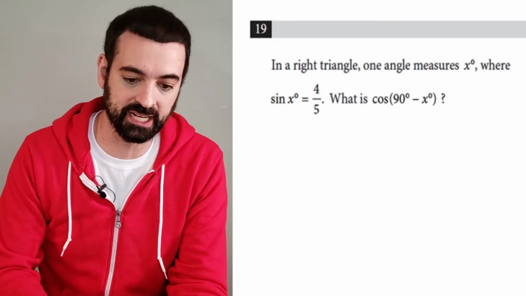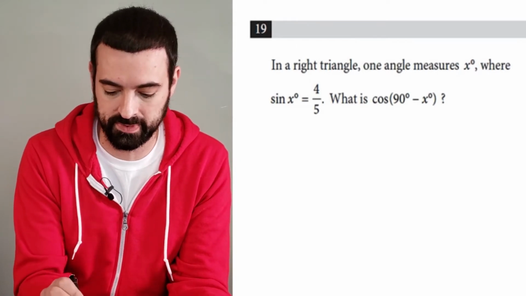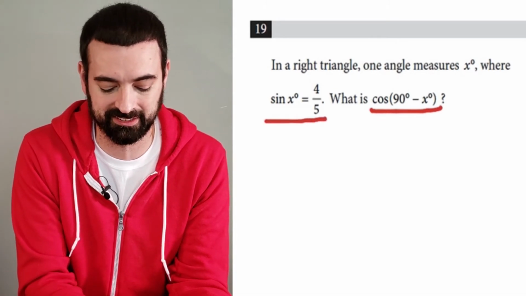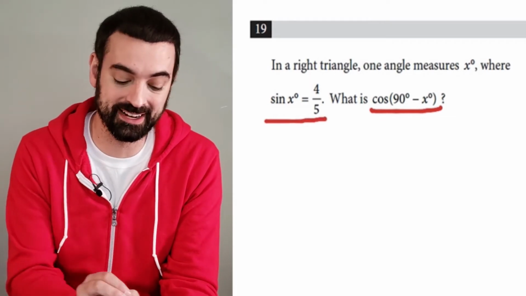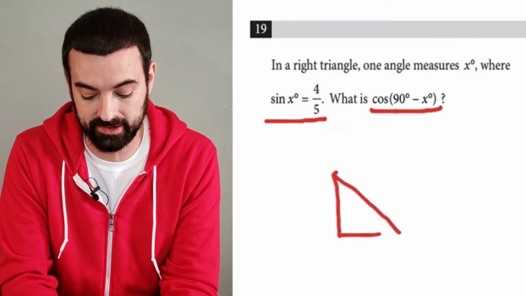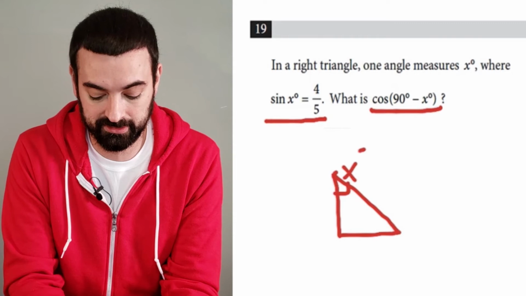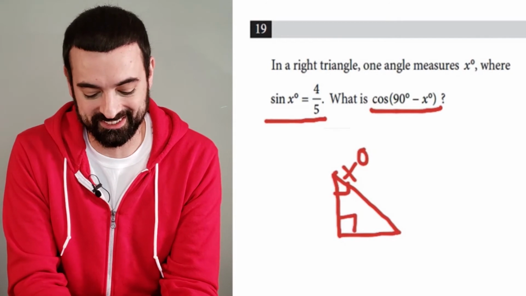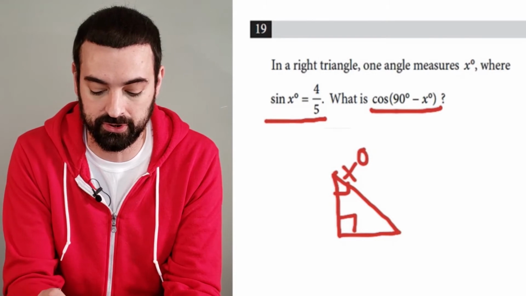This is question 19 from Test 1, Section 3. Look at all of this. We've got all of the characters from my earlier instruction. Cosine of 90 degrees minus x degrees. They're telling us that sine of x degrees equals 4 over 5. This is terrifying, right? Not necessarily. They're telling us that it's a right triangle. If they don't show us the triangle, I always recommend that you draw the triangle. One angle measures x degrees. Okay. We know that there's a right angle. We also know that they want cosine of 90 degrees minus x degrees. Remember, this just means the other angle.